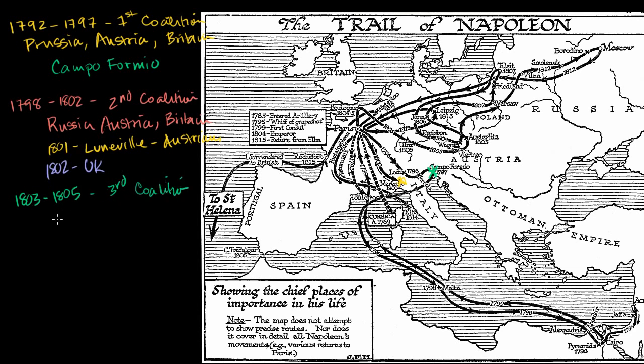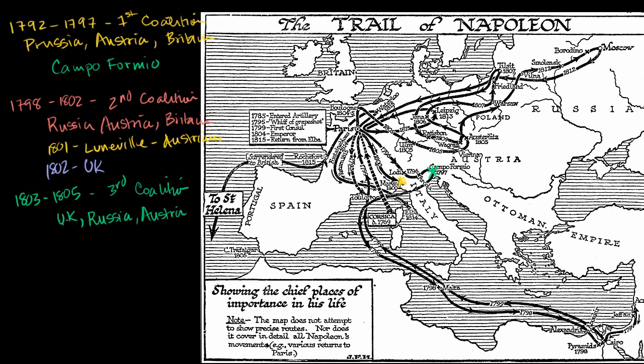And once again, we have, I could write the United Kingdom if you like, because it's actually now the United Kingdom of Great Britain and Ireland. We have the United Kingdom in there. We have Russia in there. And once again, we have Austria. And there were other players. There was Portugal, but these were the prime players.